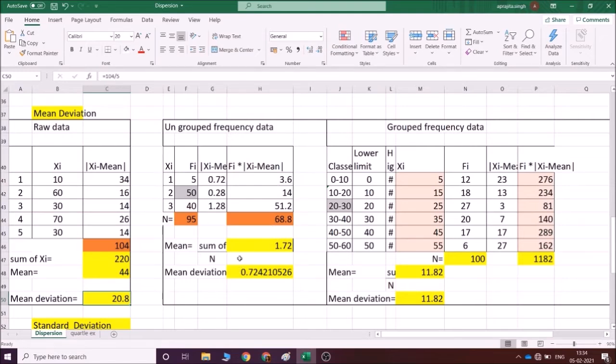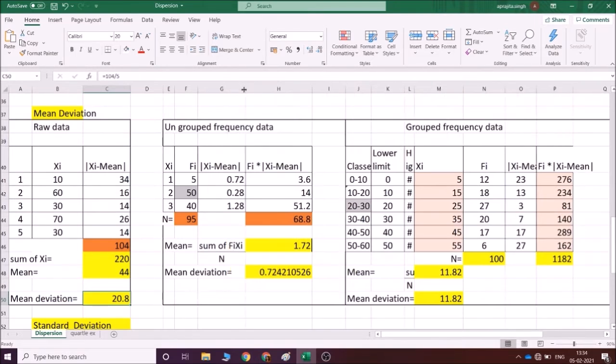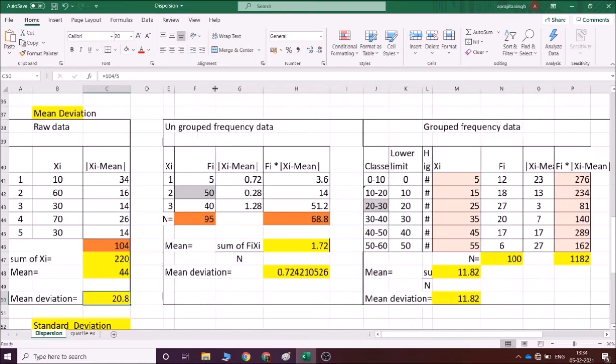In case of an ungrouped frequency distribution, how do you find the mean? To find the mean, you have to find xi, fi values, right? Have I found that? This is missing here, so you will have to do that. Sum of fi xi. So have a column fi xi, multiply and add it up. Add fi xi, divided by n. This is how you find the mean. The mean is 1.72 over here.